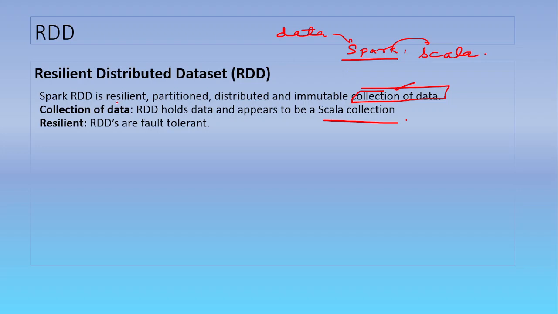Now, what do we mean by resilient? Resilient means RDDs are fault tolerant. Fault tolerance is a process that enables an operating system to respond to a failure in hardware or software. Just imagine something happened on the software side or on the hardware side. Because of fault tolerance, you can easily retrieve the data. Whatever is in the process, you can easily fetch.